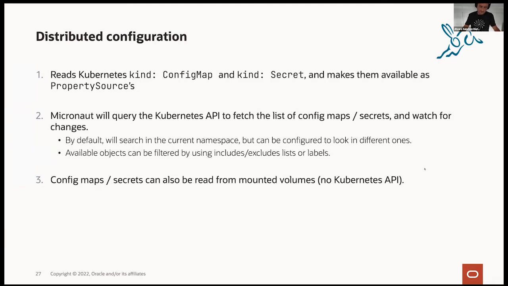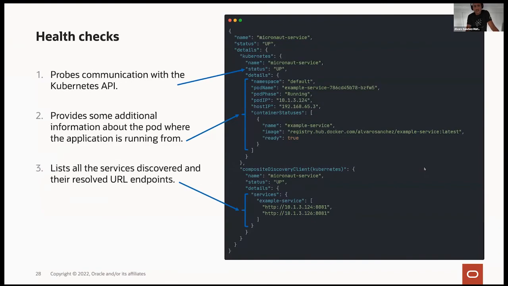If for whatever reason you don't want the application to have Kubernetes API access, you can mount the config maps or secrets as volumes, which will be essentially files in the file system in the pod, and Micronaut will read them as well. Another thing that the Micronaut integration provides you is health checks, if you enable it, with communication with the Kubernetes API, additional information about the pod where the application is running, and information about the service discovery.